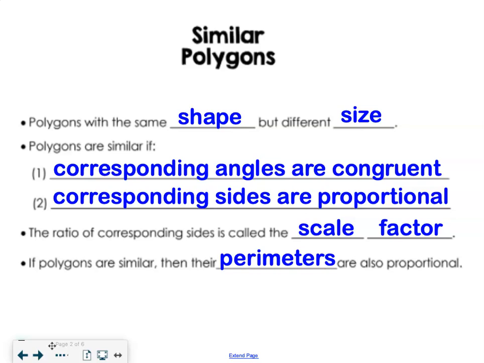And all the corresponding word means, you guys, is they're just in matching spots. You'll see what that looks like in a moment. That's what corresponding means. The ratio of your corresponding sides is your scale factor, like how much bigger or smaller your two shapes are to each other. If the polygons are similar, then their perimeters are also proportional, which makes sense because if your sides are the same ratio, your perimeters will also be the same ratio.